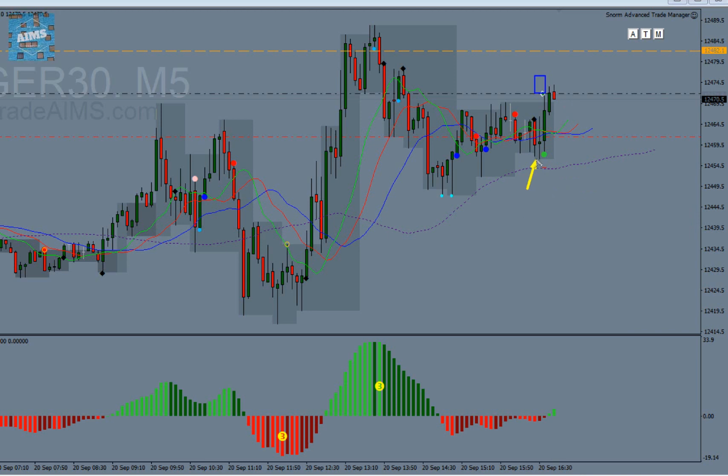Stop loss was here, but then I have moved my stop loss up, so this has reduced my risk. Now what I want the market to do is probably do a retest here, come back up, do a little bit of this, and come here. This is my break-even point.